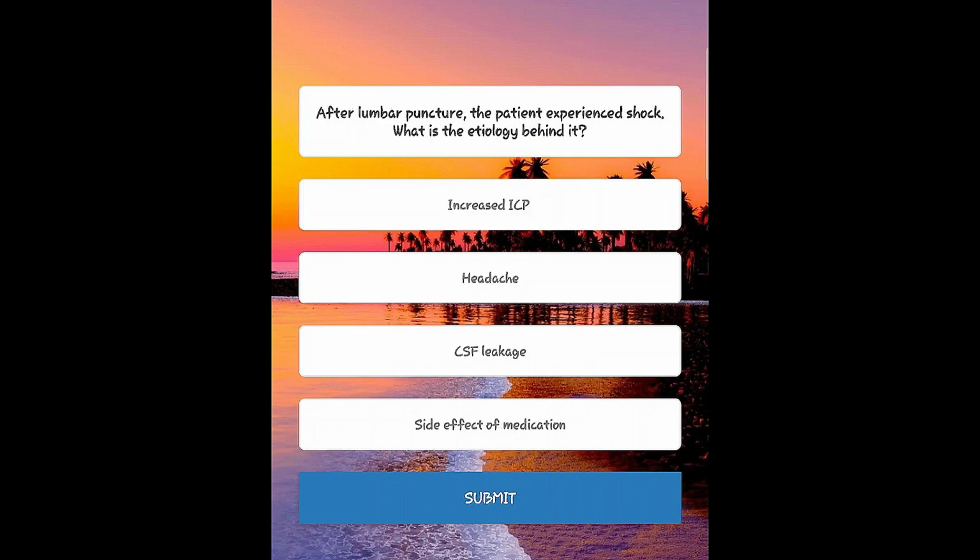After lumbar puncture, the patient experienced shock. What is the etiology behind this? Lumbar puncture simply means taking out part of the CSF, which could increase the intracranial pressure. Okay, I think that should be increased intracranial pressure or headache, CSF leakage, okay? Why the answer for that previous question, CSF leakage, is not headache or any other thing, because etiology is simply asking, like in layman language, what is the cause, what happened.